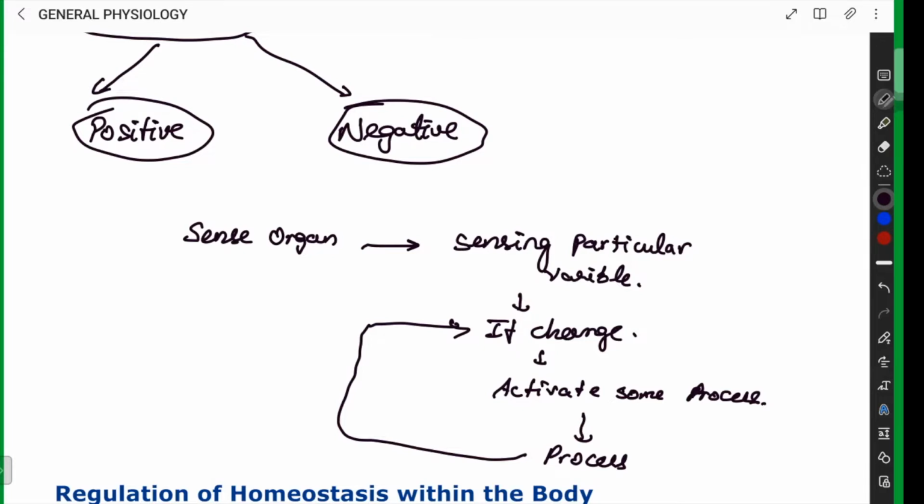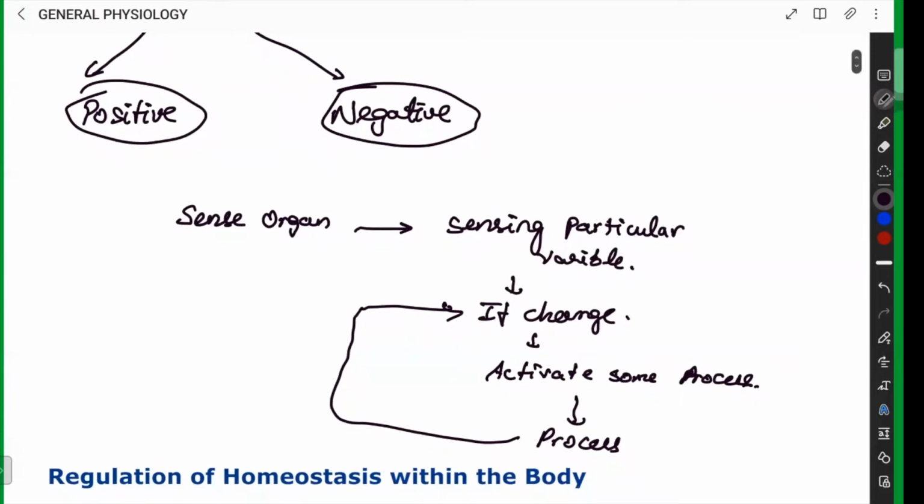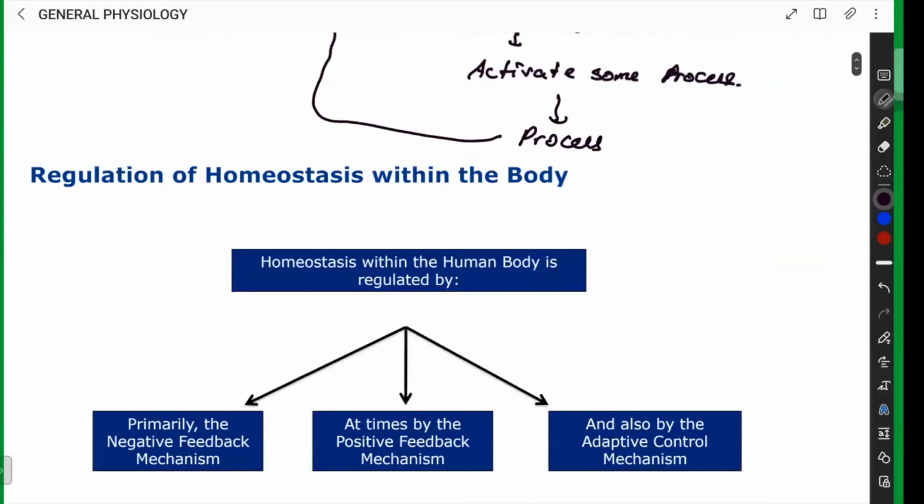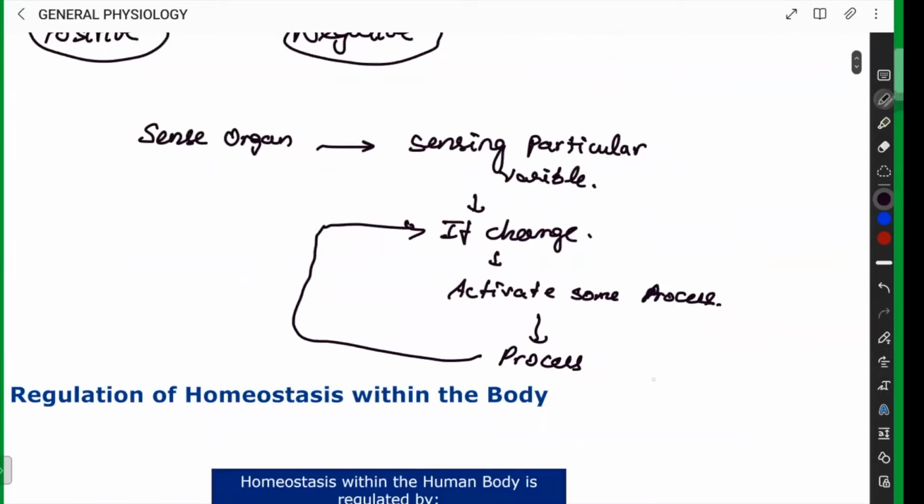Yes. So this is going to be your sense organ. How is it going to go for a positive feedback mechanism? What is a negative feedback mechanism? When there is an excess of a process that is going to occur, that is going to stop your stimulation. That is called a negative feedback mechanism.